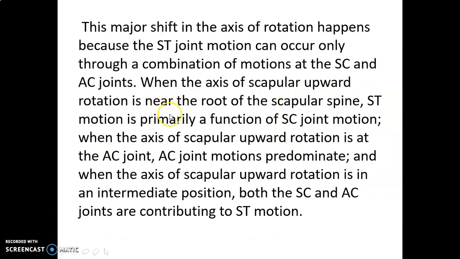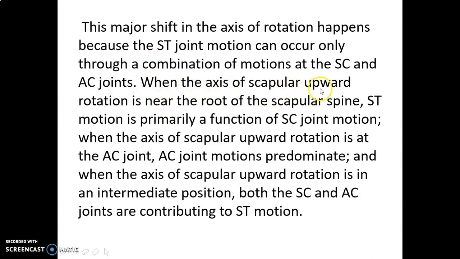The major shift in the axis of rotation happens because the scapulothoracic joint motion can occur only through a combination of motions at the sternoclavicular and acromioclavicular joints. I just once again remind you that you cannot write ST and SC. You have to write scapulothoracic, sternoclavicular, and acromioclavicular joint. No short forms. Here they are used only to fit this inside the PPT.